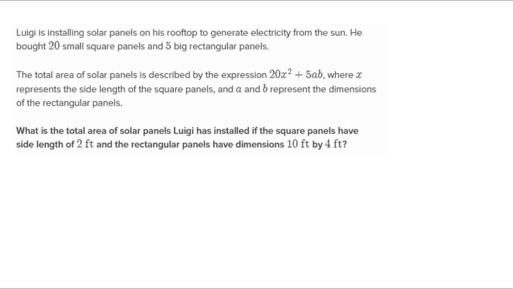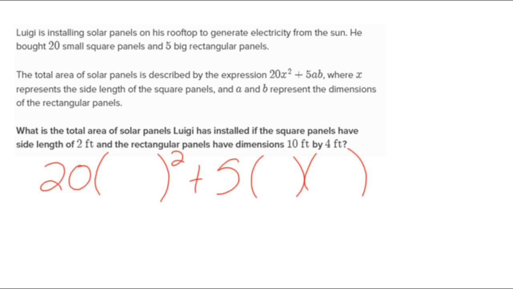Okay, go ahead and hit pause, try the problem, read through it, and then hit play. Again, you have 20 times some value squared plus 5 times A times B. What you need to do is substitute the values into your expression. In this problem, x is the square. It is the side length of 2 feet. So it is going to be 2 squared. And then 5 is times A and B. Well, A and B are 10 and 4. So you substitute the 10 and the 4.